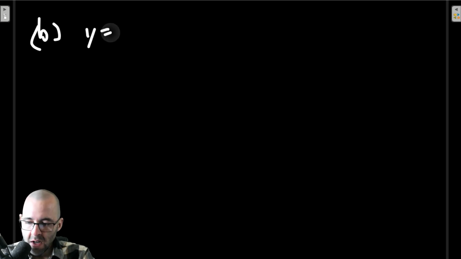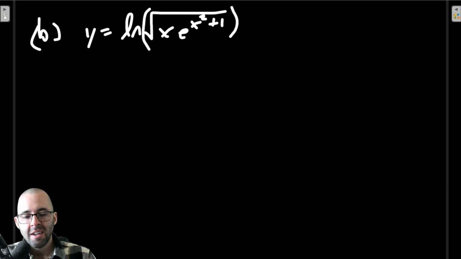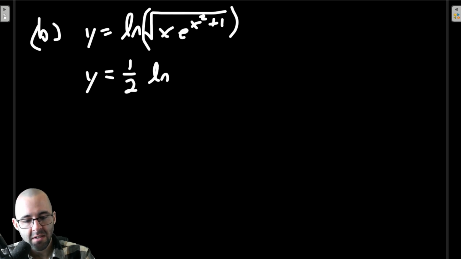Next problem. Y equals the natural log of the square root of x e to the x squared plus 1. And again, this is a nightmare. We don't want to touch this. We don't take the derivative of this. But if we simplify it, nice things happen. We're going to simplify first. So, okay, square root, right? That's an exponent of 1/2. That 1/2 comes out in front.